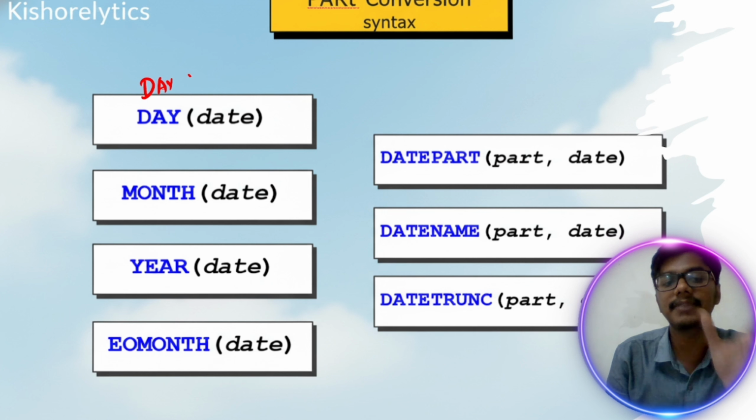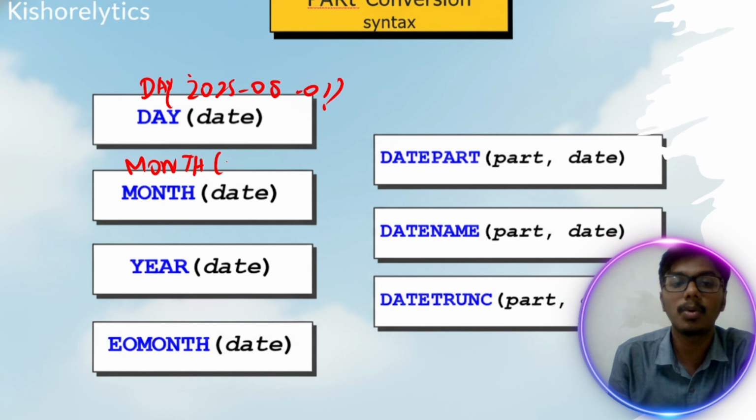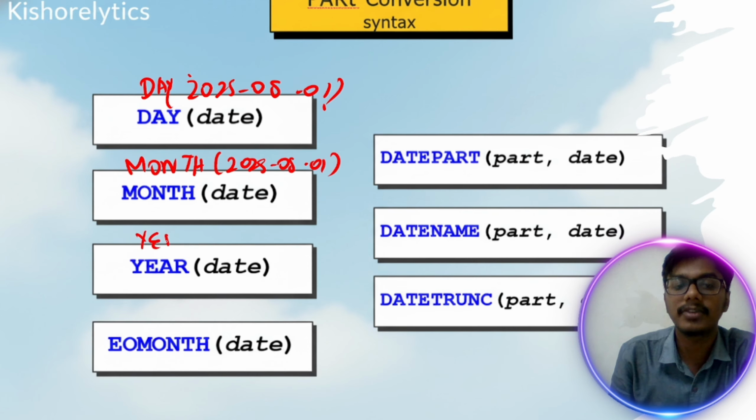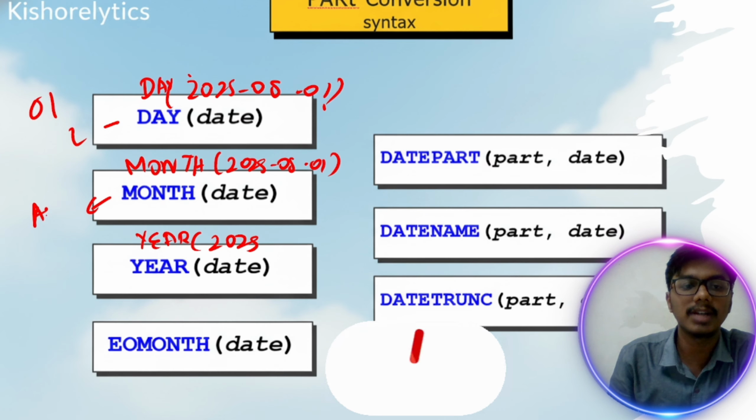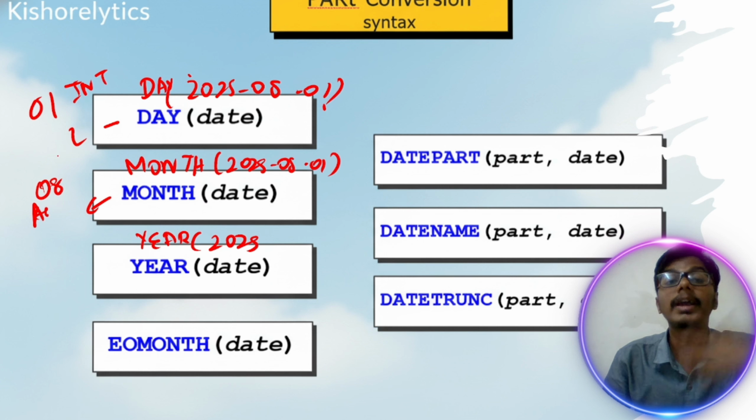We have the day function, and inside this we give a date, 2025-08-01. The month function takes a particular date as well, and there is no other argument here. If you want the month, you go with the month function. In the year function we give the particular date. The day function gives the output 1, and the month function gives 8, which is an integer. Why am I repeating this again and again?